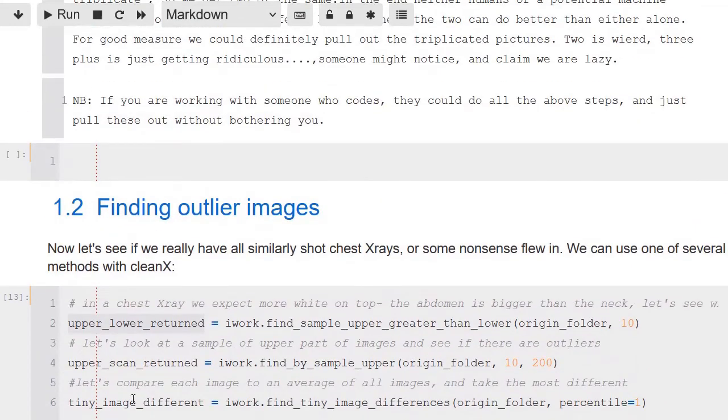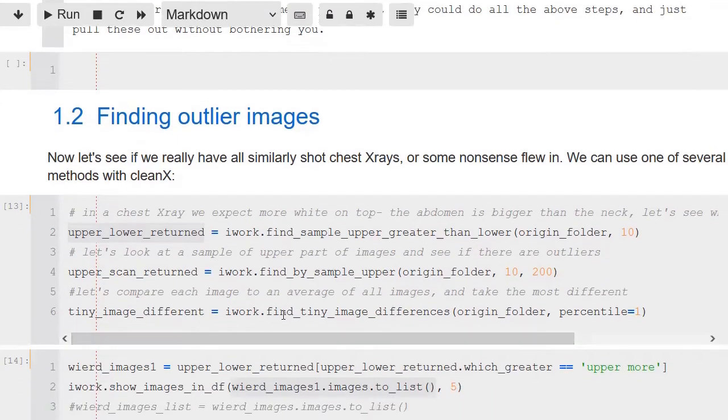We can check just the average of the upper part with the function find by sample upper, and say we want to look at the upper 10% and compare it to a certain number, 200, or we can compare the upper and the lower. The third function I'm showing here, find tiny image differences, takes all of the images in my data set and makes a sort of average image, and then looks at each image and says, how different is it? And then I can take out a certain percentile that are very different. So let's get going with that.